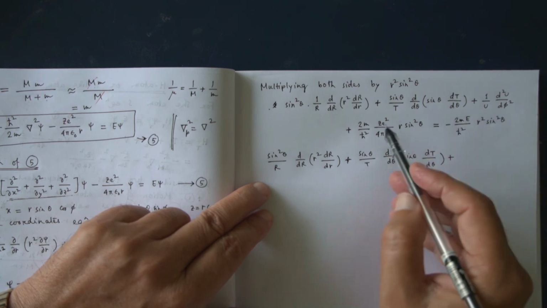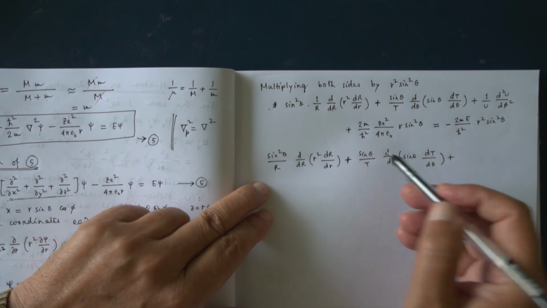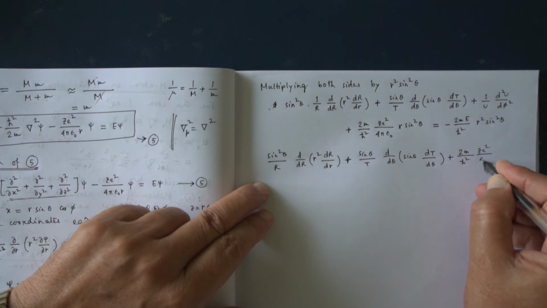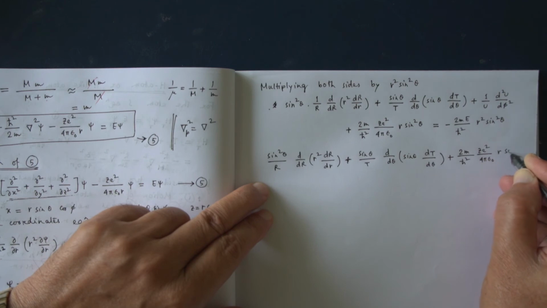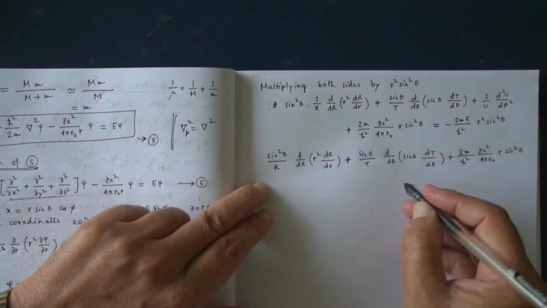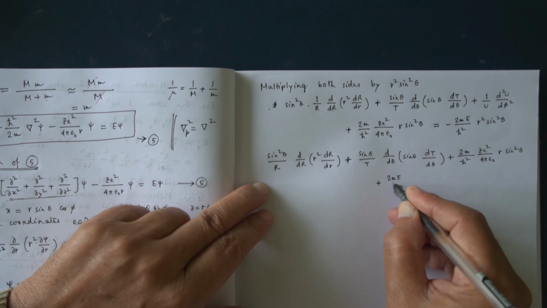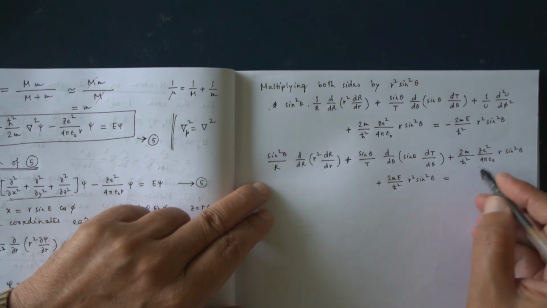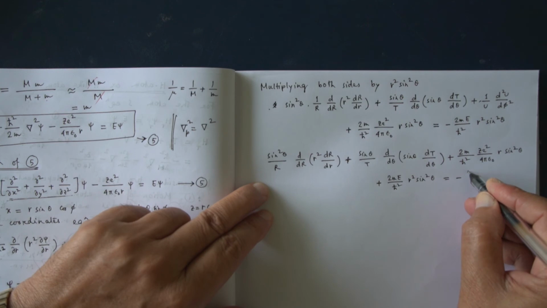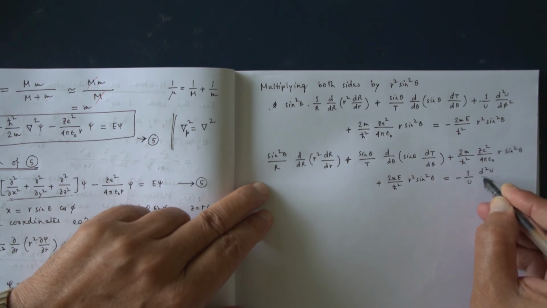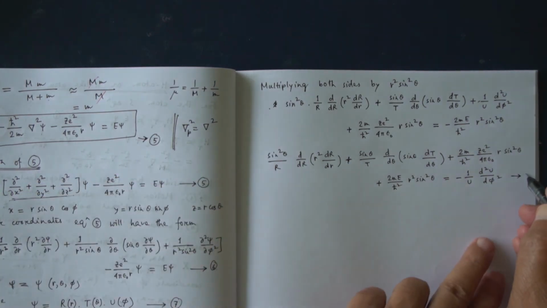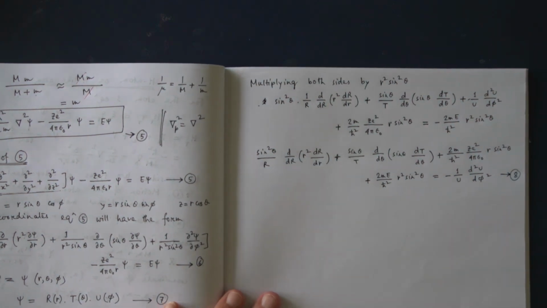Plus, this term 2m by ħ² Z e² by 4π ε₀ r sin²θ, then this term on the left side plus 2mE by ħ² r² sin²θ, and the right-hand side will be minus 1 by Φ d²Φ/dφ². This is equation number 8.